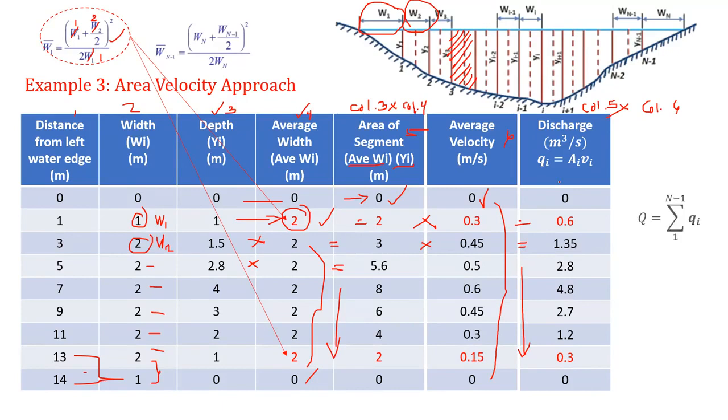Okay, and then what you need to do to compute for the estimated discharge, sum up mo lang lahat ng na-compute mo sa individual na Q-i. Okay? So, add mo lang to lahat. You'll get the value which is 13.75. That is now the answer.